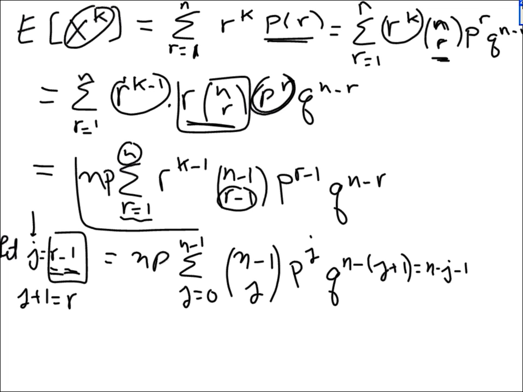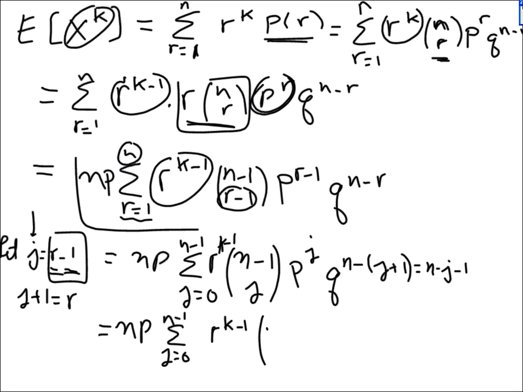Okay, so let's see what we do. I forgot to comment on that. That's just r to the k minus 1. So let's write down neatly what we have: np, the summation as j goes from 0, not to n, but n minus 1, of r to the k minus 1, n minus 1 choose j.